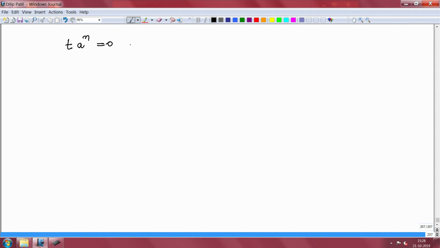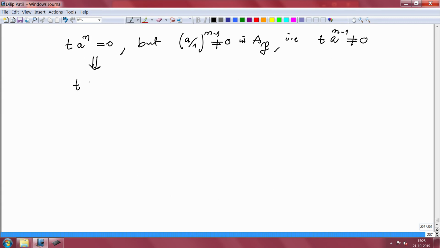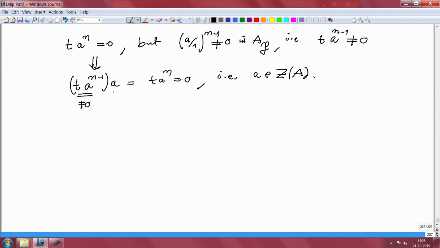But we know, because we have chosen n least, that (a/1)^(n-1) is not 0 in A localized at P. That means t times a^(n-1) is non-zero, and this equation will then tell you t times a^(n-1) times a, which is t a^n, is 0. So, that means this element a is killed by this non-zero element. So, a is a zero divisor. That proves the statement.